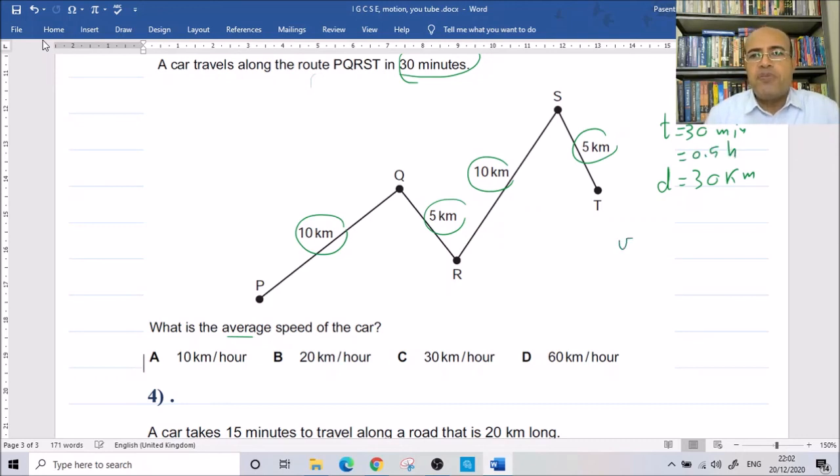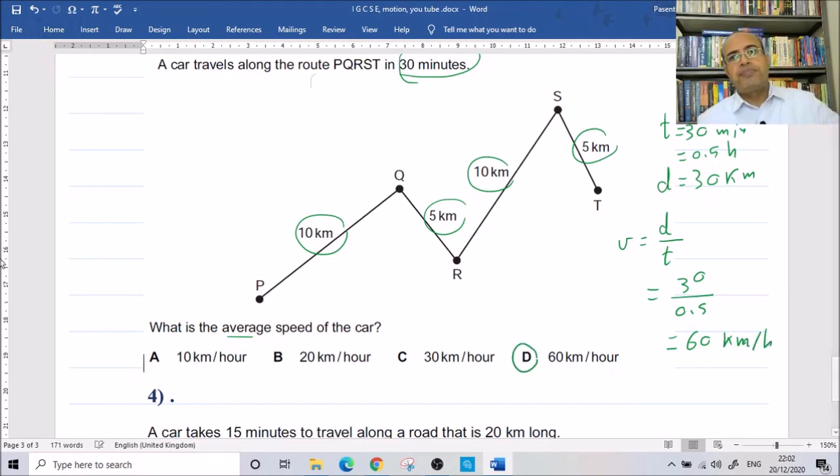So the average speed equals the distance over the time. The distance is 30 and the time is 0.5. So 30 divided by 0.5 is 60. 60 what here? 60 kilometer per hour. So the answer is 60 kilometer per hour.